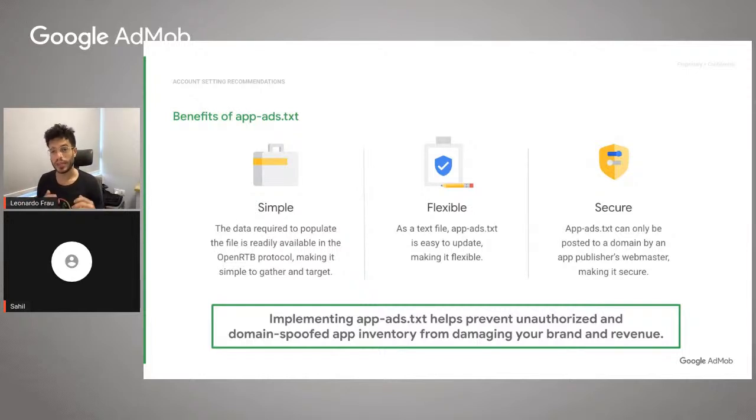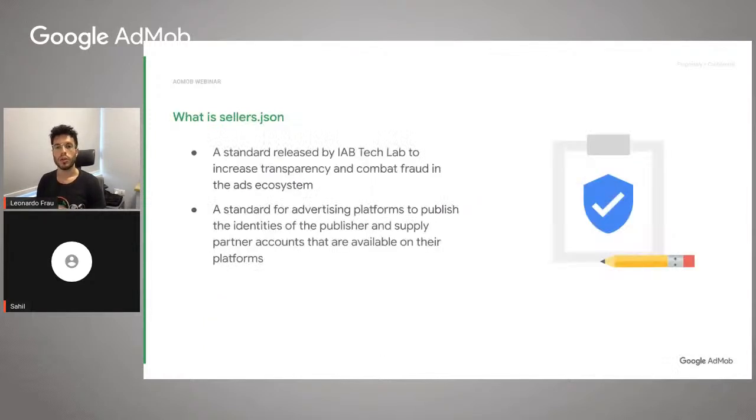As a text file, ads text is easy to update, making it very flexible. The data required to populate the file is readily available in the OpenRTB protocol, making it simple to gather and target. So another way to protect your account is seller.json.